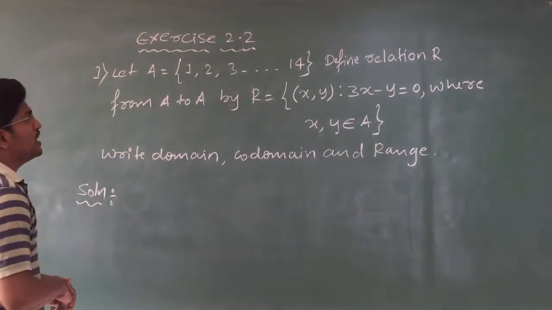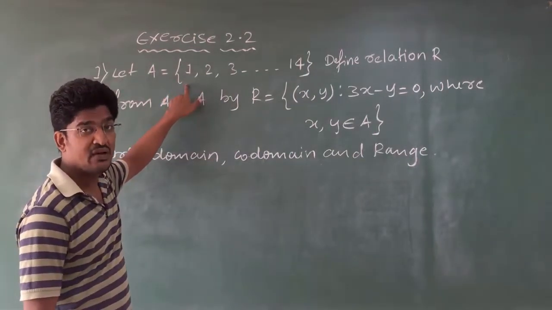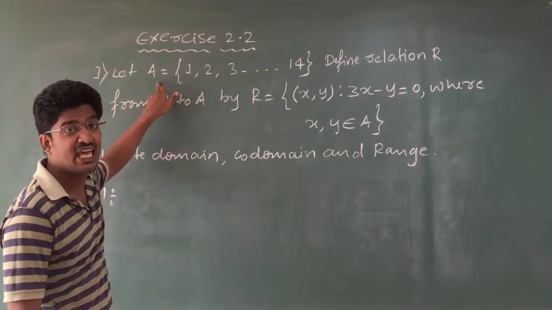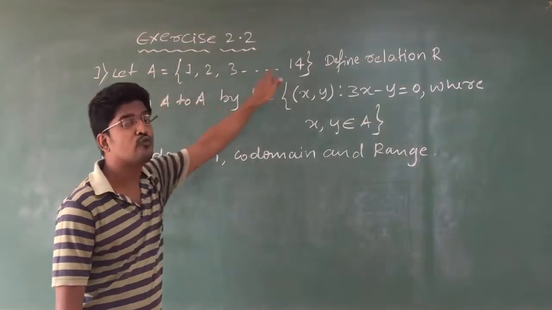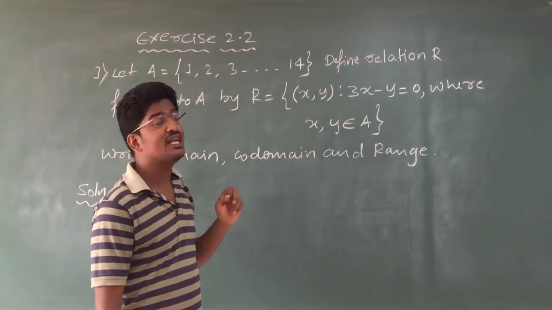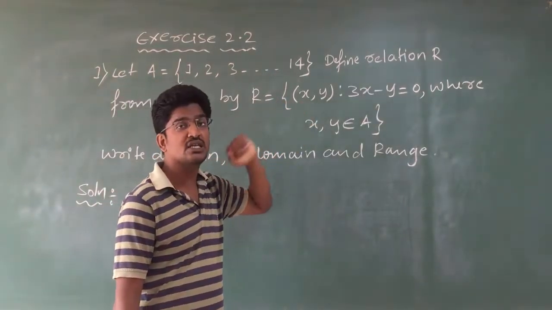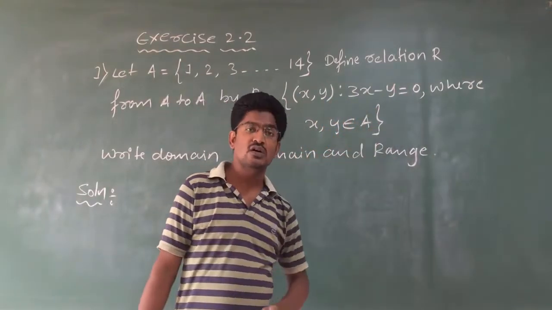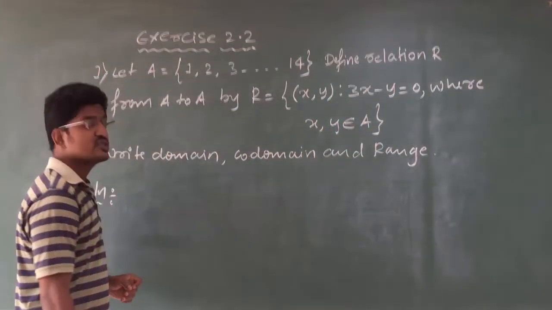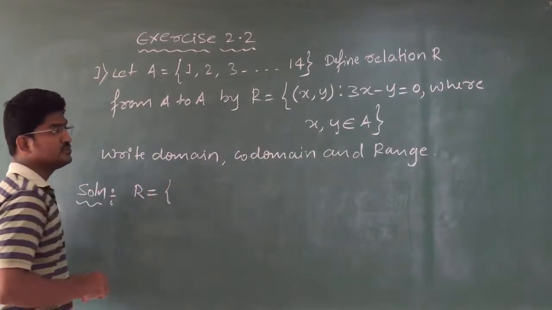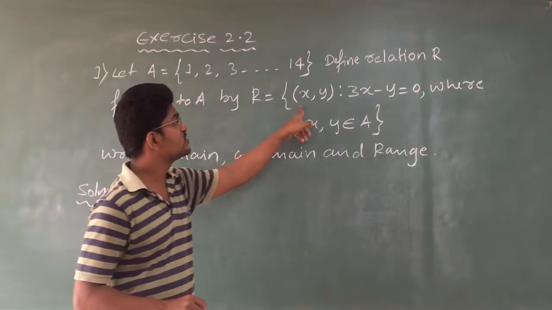Clear? So here they have given the set A. Without a set they can't define a relation. So that's why they have given the set A which contains the natural numbers 1 to 14, and R is defined as the set of ordered pairs x comma y such that 3x minus y equal to 0. So as you all know, first we have to write relation R. Clear? So x comma y.